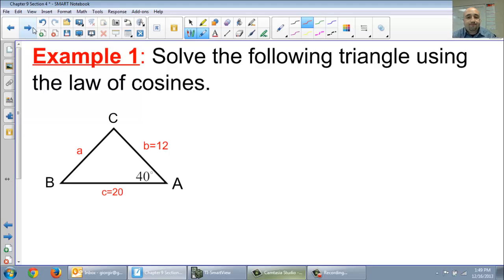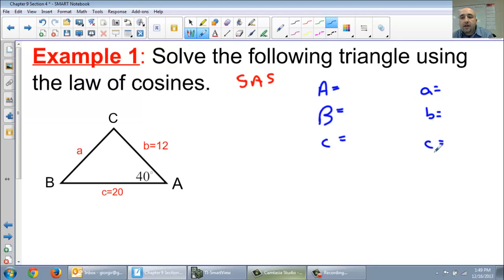All right, so example one. Notice they gave us a side, an angle, and a side. So this is a side-angle-side law of cosines problem. We're going to do this the exact same way we've done all the other ones. I'm going to list my angles, I'm going to list my sides, and then we're going to label what we know. We know angle A is 40. We know little c is 20. And we know little b is 12.